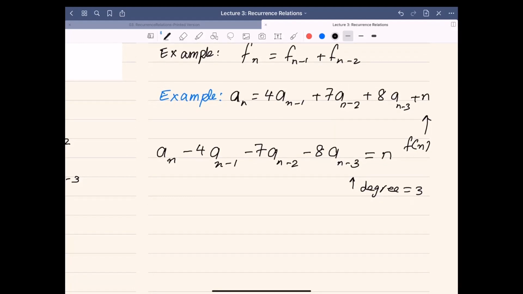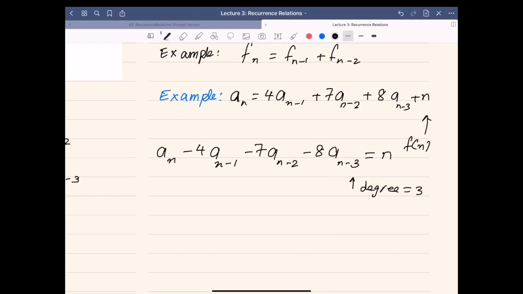Now we have written the recurrence relation in a standard form. This is a standard form of writing a recurrence relation. You just put the subscripts in descending order, and if any term does not have a_i, just put it on the other side. So this is a standard form. Later we will call it a homogeneous recurrence relation.